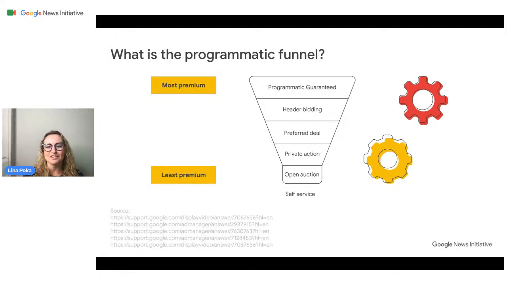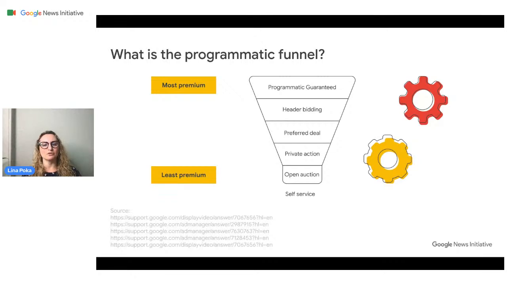Let's go through some definitions just to make sure we're all on the same page. So essentially, if the premium slots are booked up by our actual human sales team, what happens to the remaining ad spaces that filter into the programmatic model? What is this programmatic funnel?